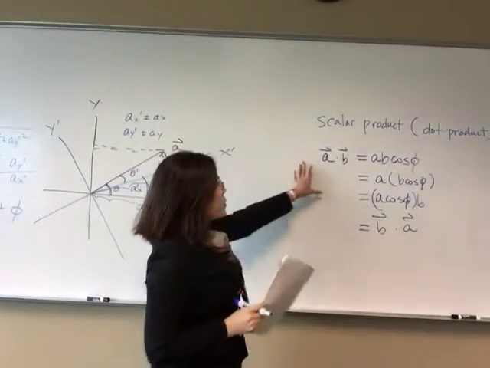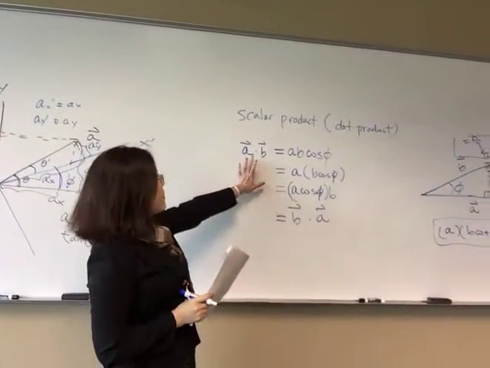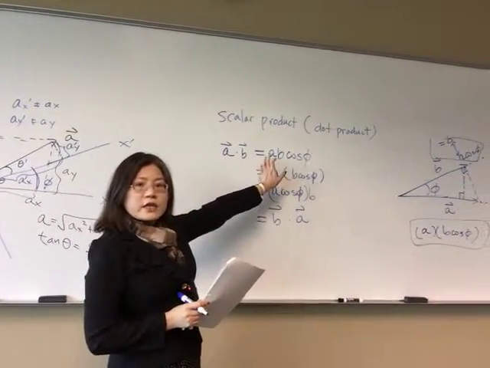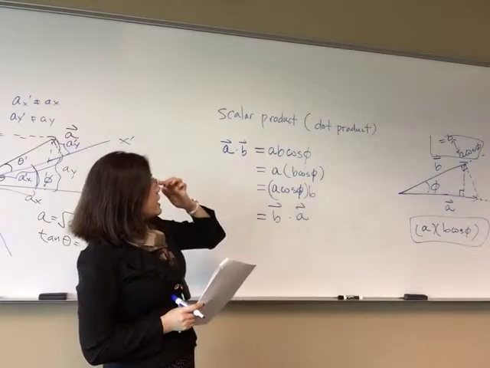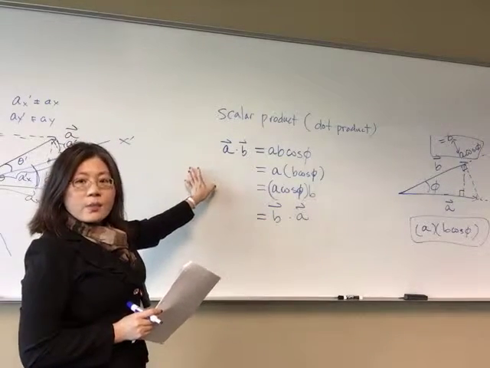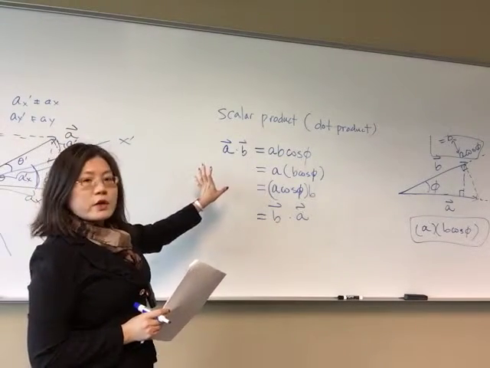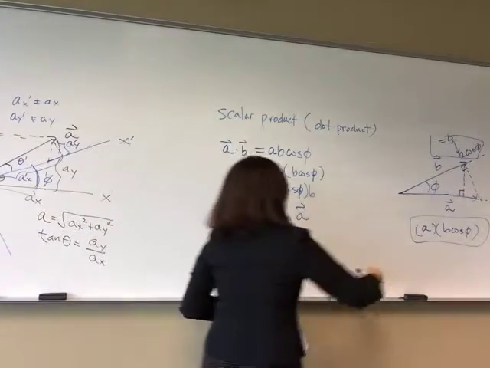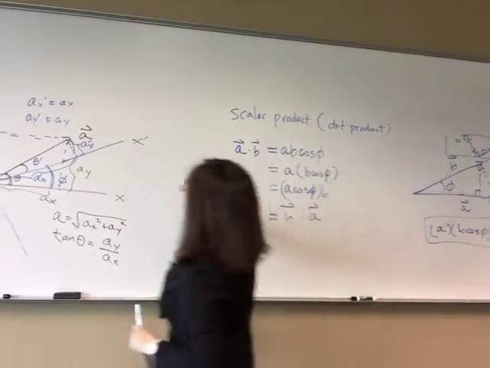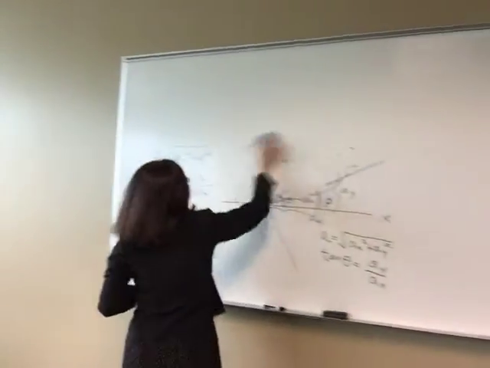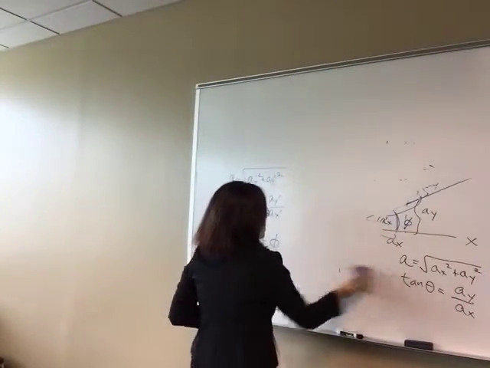Now, this is when they are expressed in angle-magnitude notation. What about if you have A and B that are both expressed in unit vector notation? How would you find A dot B? To do that, this is how you would do it.